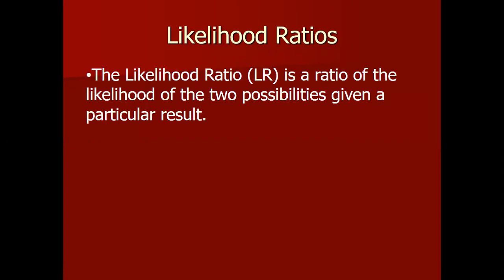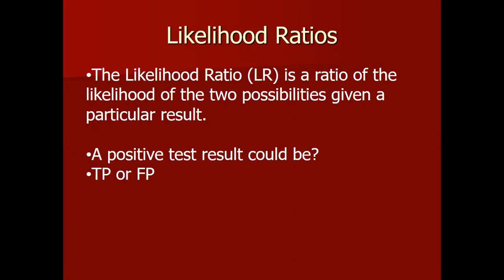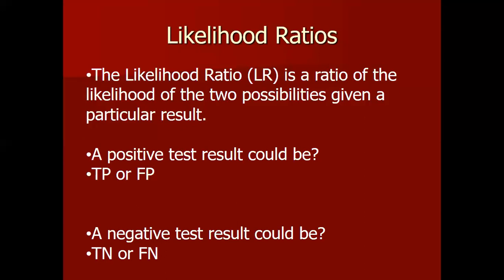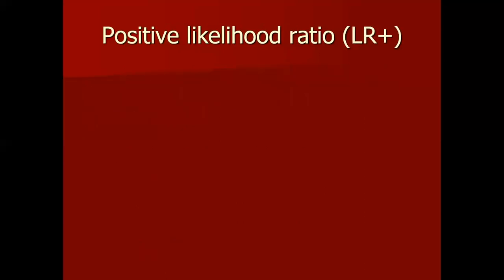What likelihood ratios do is take the two possibilities and consider them in one. So a likelihood ratio is the likelihood of the two possibilities for a given result. As I said just now, when I get a given result, it could be a false result or a true result. A positive result could be true positives or false positives, same for a negative result. So the first one, the positive likelihood ratio, takes the true positive rate and divides it by the false positive rate.